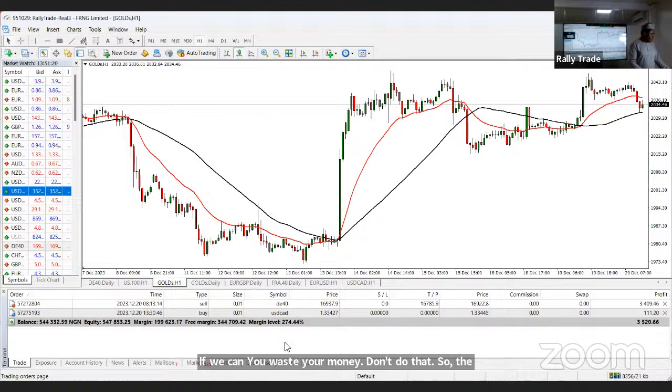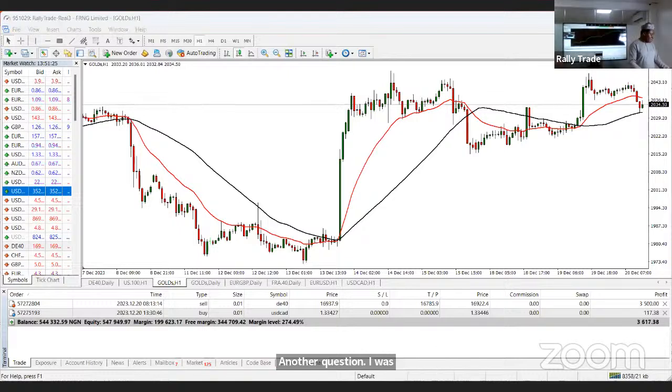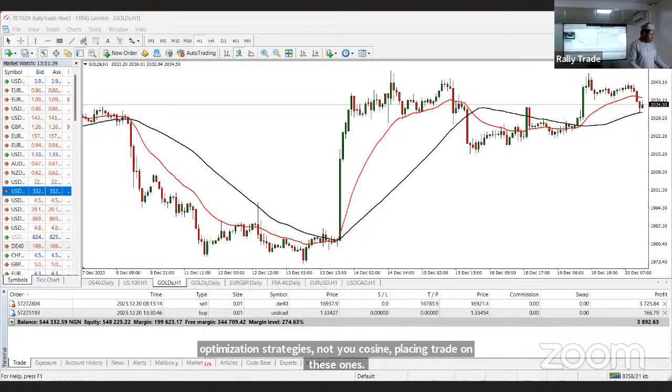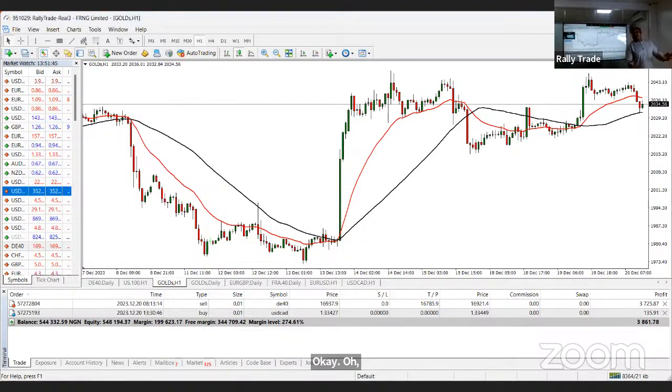Right? Any other question? I'm still waiting for this one to start the journey. This one is already generating profit. Okay, so I just set this one up. All these ones are automated strategies, so I don't have to concern myself with placing trades on these ones. Any other question?